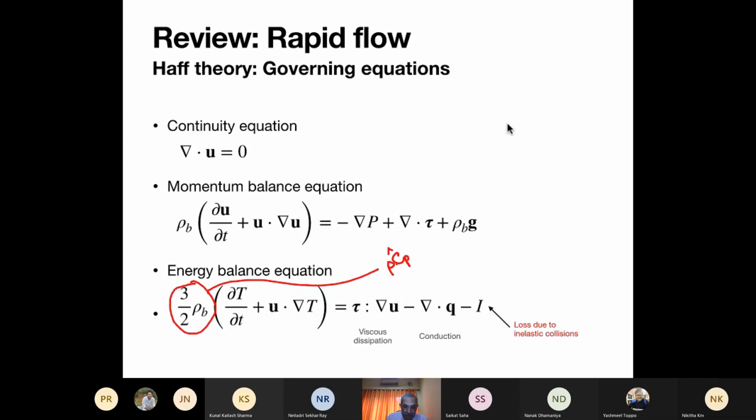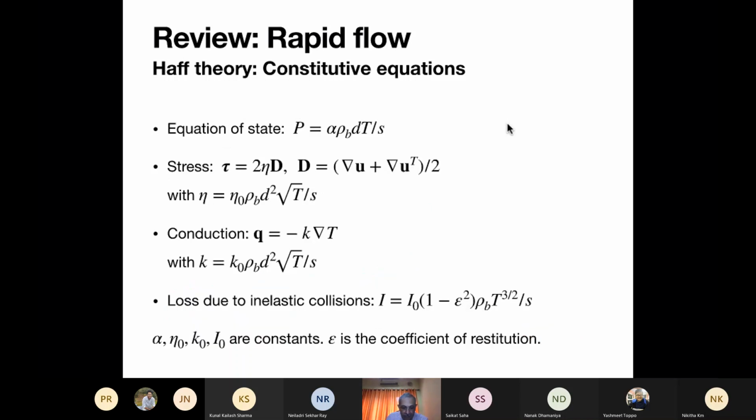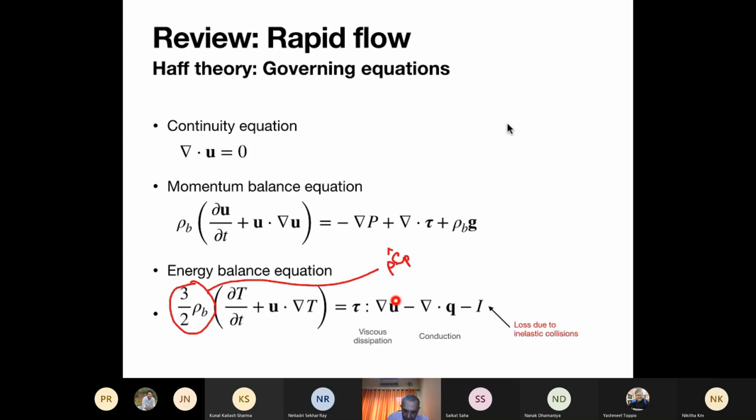So now we have a complete set of equations. At least these are the balance equations, and we need to find out now how to calculate pressure, stress, heat flux, and loss. So of course you'll remember that this term is the viscous dissipation, that is conversion of mean flow into the fluctuation energy, and conduction, which is the transport of fluctuation energy from one part to the other part of the system.